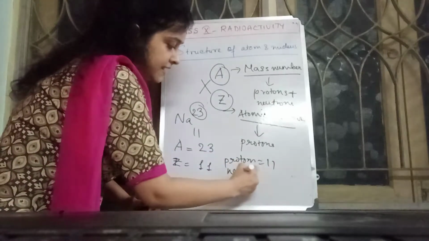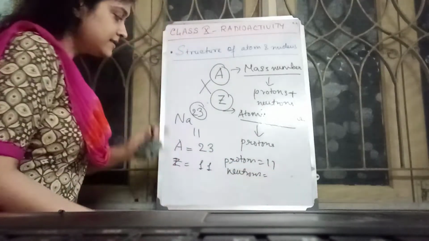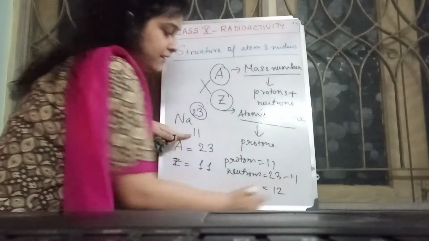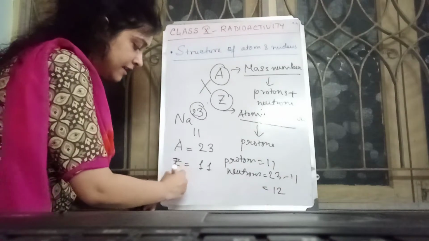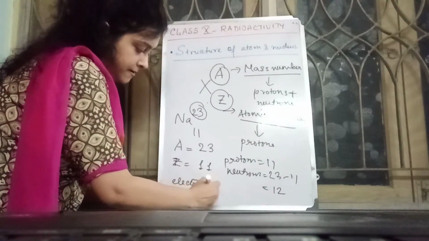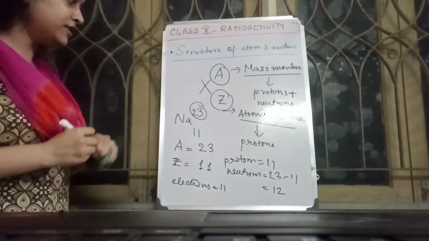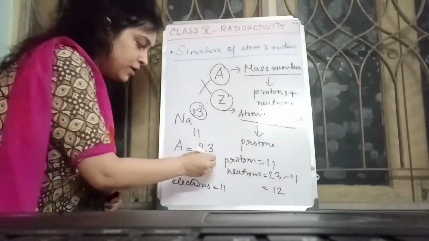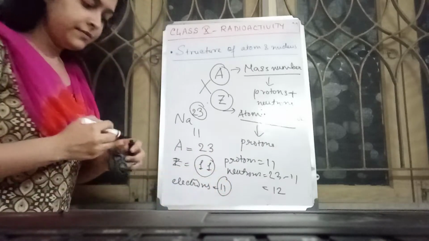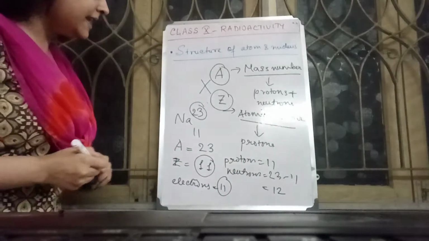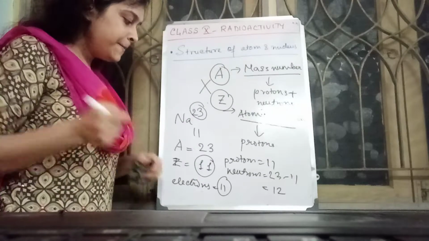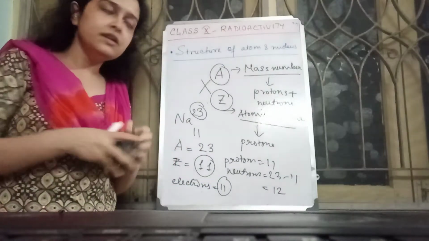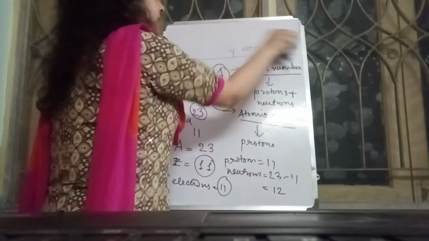How many neutrons are there? How will I find out? Simply 23 minus 11. 12. How many electrons? 11, because it's electrically neutral. It's just sodium 23, 11. So whatever is the number of protons is the number of electrons, right? So can you tell me then, I hope you know this, you have read in chemistry, 11 electrons, what is the electronic configuration? Do you remember this?